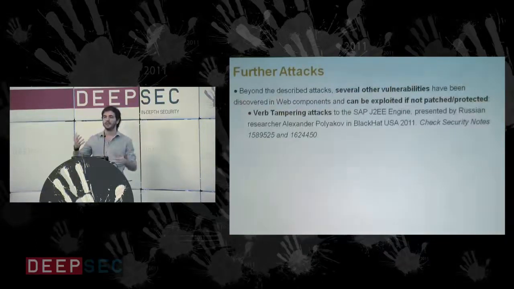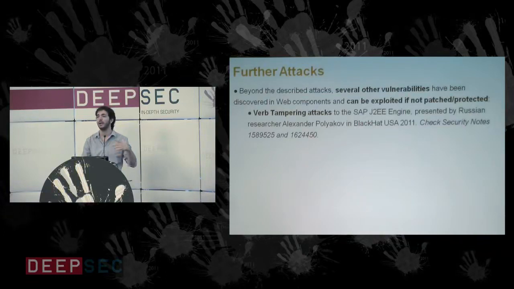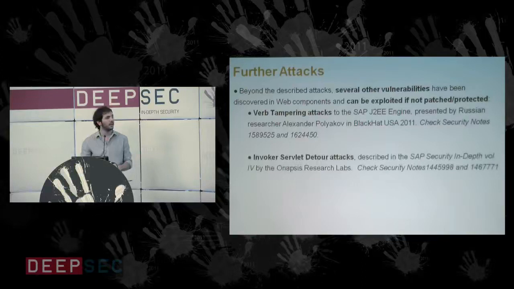To make it easier, if you don't know the term, they were restricting the GET and POST methods, but you could still use a HEAD method to access that. And it's a very important vulnerability because it will allow anyone to create an administrator user anonymously, so really critical. Also, something you can check on our website is what we call invoker servlet detour attacks, which also will allow attackers to bypass authentication and authorization checks and access sensitive functionality. You can see that in the paper.